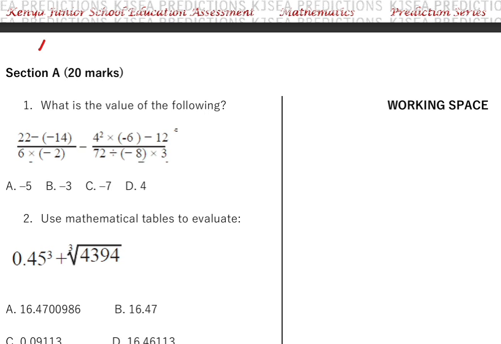Without saying much, we're going to start in Section A. Before we start solving and tackling this paper, kindly grab a piece of paper, a calculator, and a pen so that we can work together.